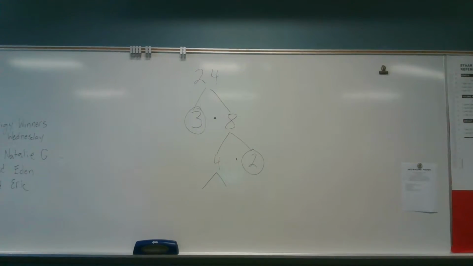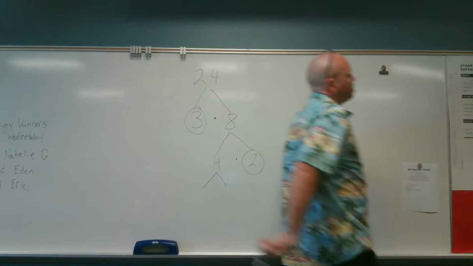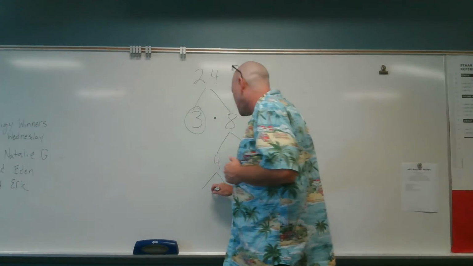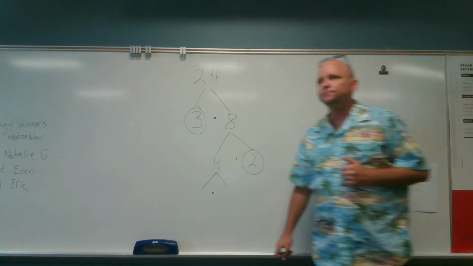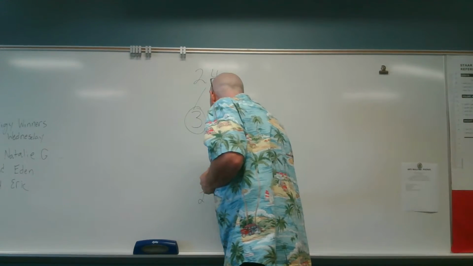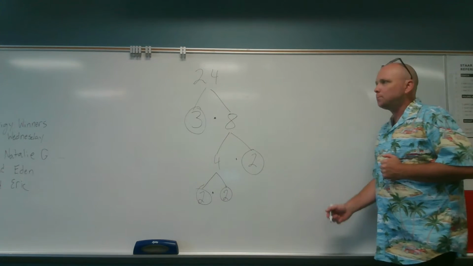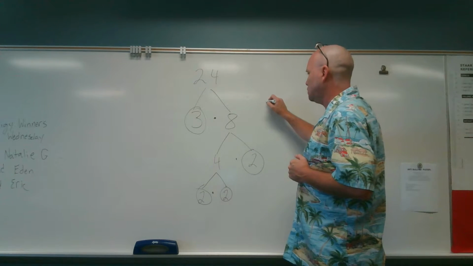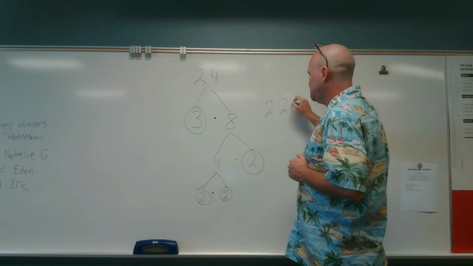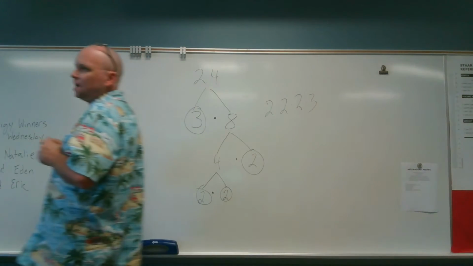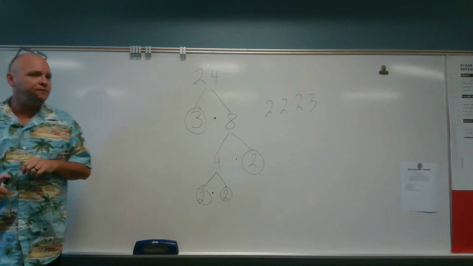Yep. 4 is composite. Erica told us. So give me a factor pair that multiplies together equal 4. 2 times 2. Erica told us 2 is prime. So the prime factorization of 24 is 2 times 2 times 2 times 3. If you multiplied that together, you would get 24.